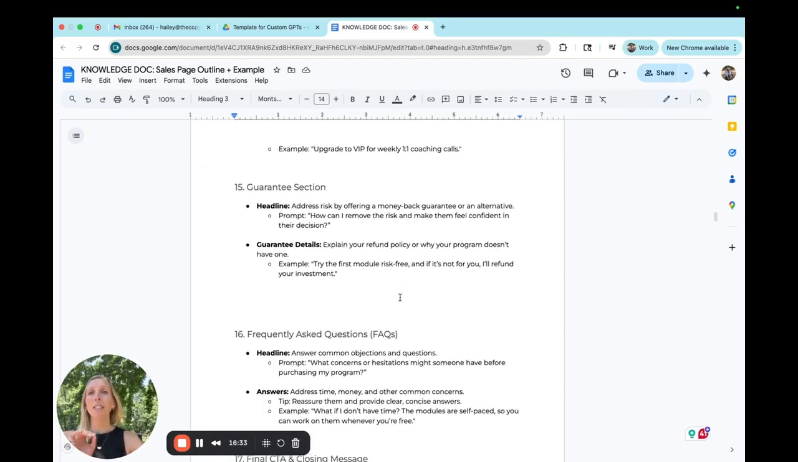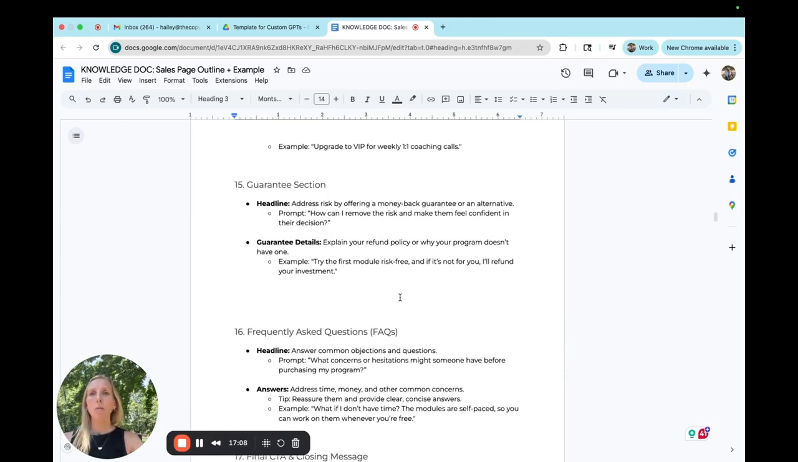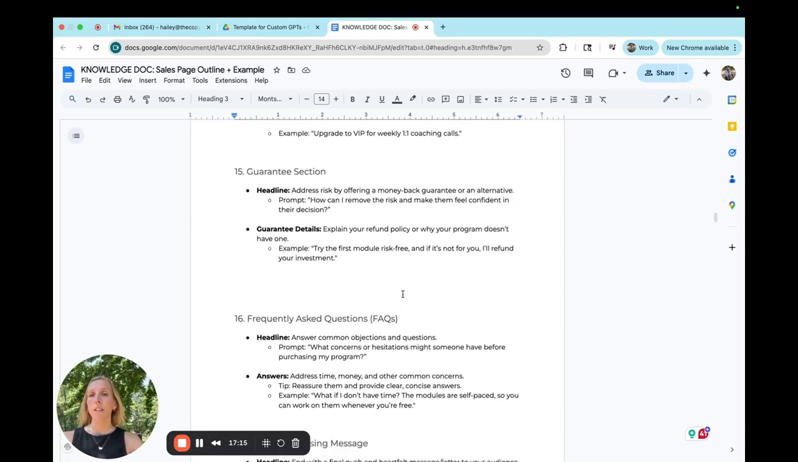Okay. And we're moving on to the guarantee section, right? We're addressing the risk by offering a money back guarantee or an alternative. So, how can you remove the risk and make them feel confident in their decision? And I think this is really important because even if you're not offering a money back guarantee, you can share why you're not. It's just really powerful when you can share that you are so confident in the decision that you made. It just removes, again, another objection. So I do like to typically include a guarantee section depending on the offer and the investment price that it's at.